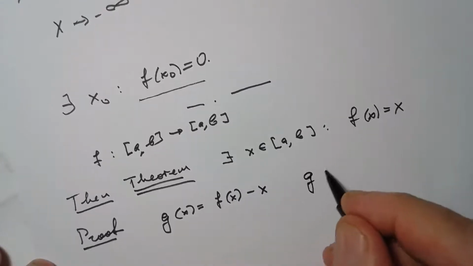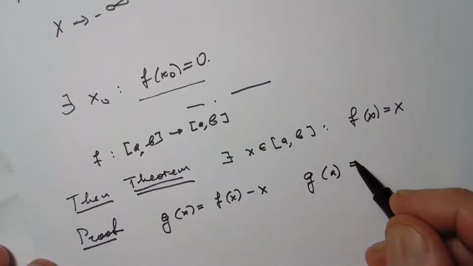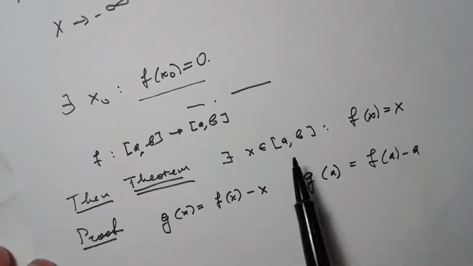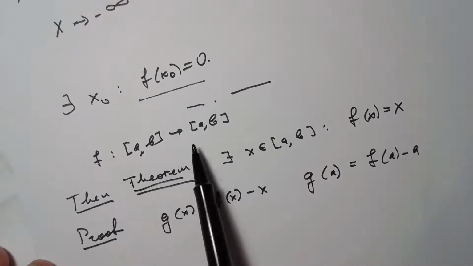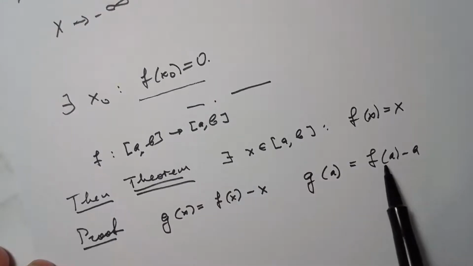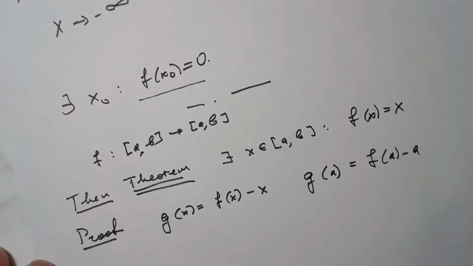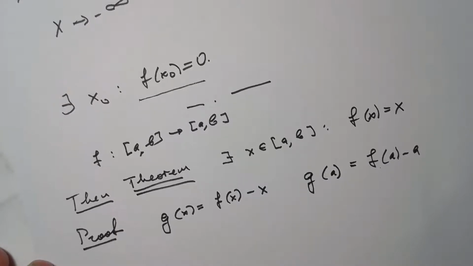So what happens to g of a? Well, g of a is equal to f of a minus a. Now remember that a is the least possible value of the function, because f maps [a, b] into [a, b], which means that f of a is either equal to a, in which case this is true, or f of a must be greater. It must be somewhere between a and b, so it's greater than a. And the conclusion is that this value is positive.